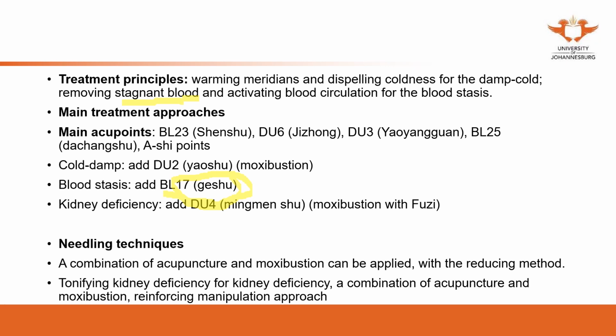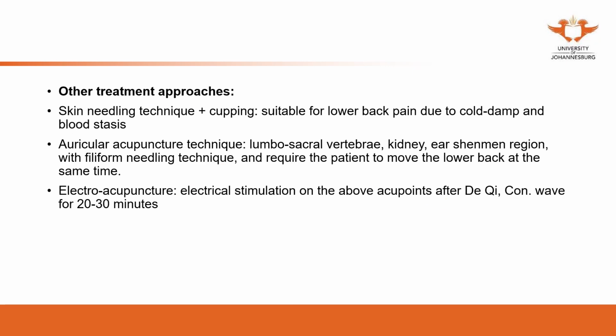You can use moxibustion with ginger, which can enhance the warming function of the moxibustion. We will use the combination of acupuncture and moxibustion with the reducing method because of the pain. But for kidney deficiency, we can use reinforcing. The skin needle and cupping you can use for blood stasis. You also can apply electrical stimulation.